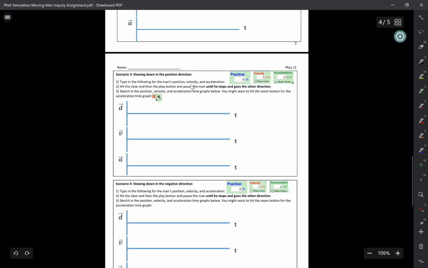Scenario 3. Okay, so now something else is happening. We are not speeding up, but we're slowing down in the positive direction. Let's see what that looks like. I made the position 0 so that you get an idea of something else that may happen. So, position of 0, 5 meters per second, -1 acceleration.